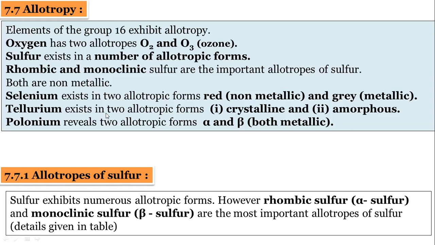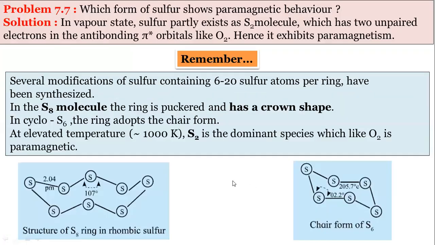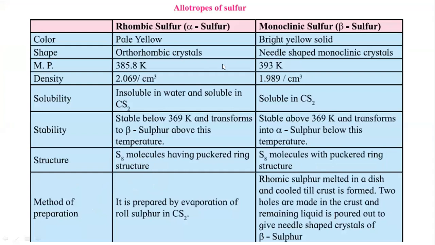As explained earlier, sulfur exists in many allotropic forms, but rhombic sulfur is called alpha and monoclinic is called beta sulfur. We will discuss this in a tabular format. It is given in detail. On this side, rhombic sulfur is alpha, and this is beta sulfur. For the differentiation, it can be asked in the exam: differentiate between rhombic sulfur and monoclinic sulfur.